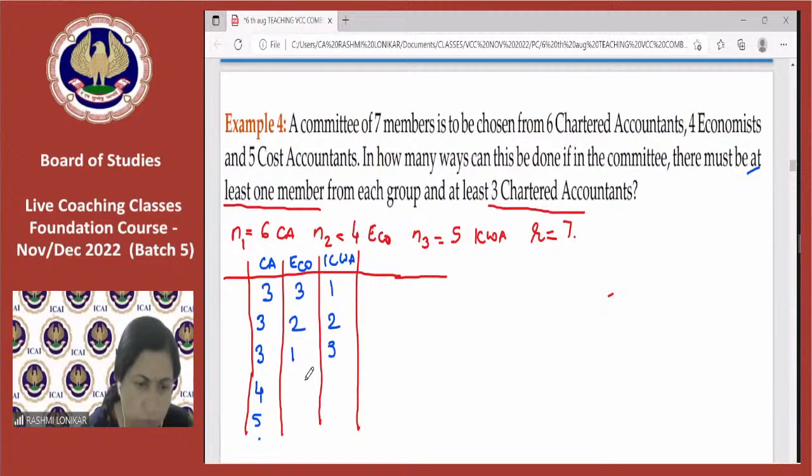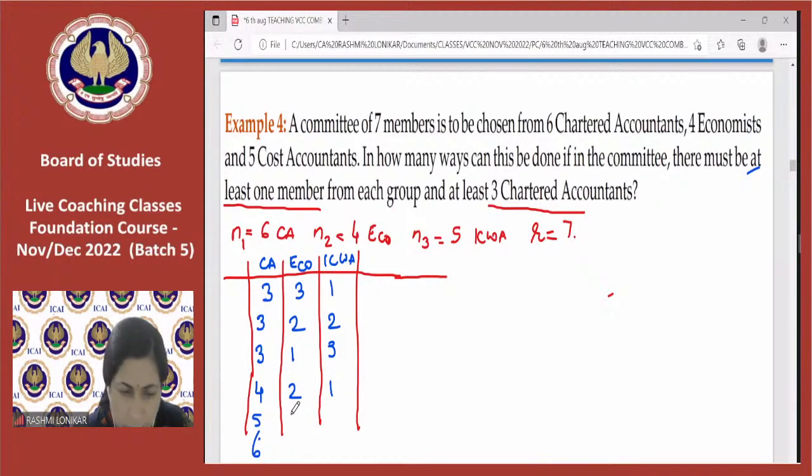So for each of these, I can have this combination, right? So what will I have here is, when I have 4 CAs, how many economists can I have? I can't have 3 over here because 4 plus 3 will be 7. So I can have 2 economists, and how much can I have here? I can have 1. So 4 plus 2, 6 and 1, 7. If I have 5 CAs, what can I have?